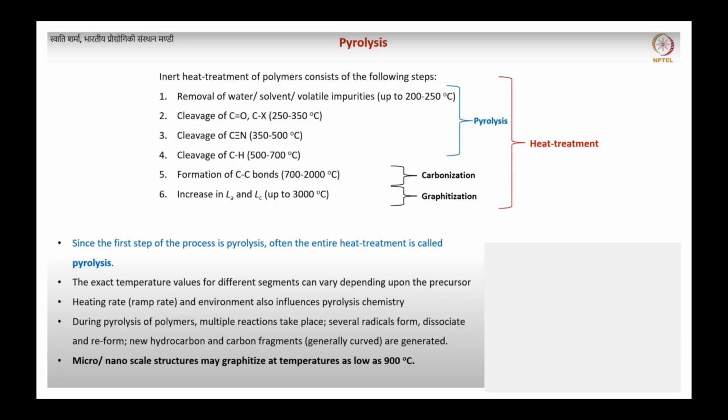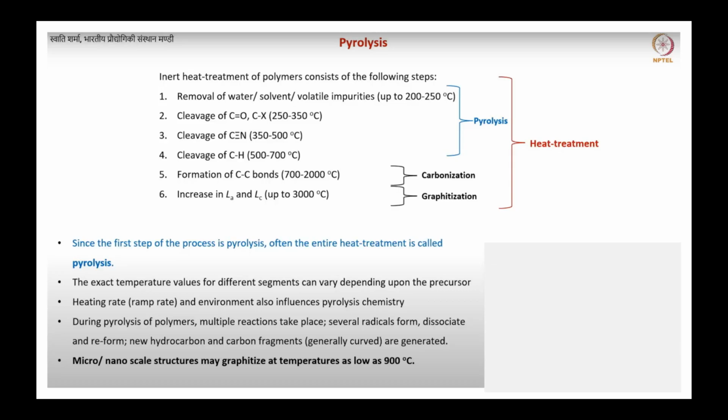So inert heat treatment of polymers consists of the following steps. First, as you can see, the removal of water, solvent, and volatile impurities up to 200 to 250 degrees, then cleavage of C double bond O and cleavage of C triple bond N, cleavage of C-H bonds and formation of C-C bonds, and increase in La and Lc. So steps 1 to 4 are pyrolysis, and 1 to 6 is heat treatment. Since the first step of the process is pyrolysis, often the entire heat treatment is called pyrolysis.